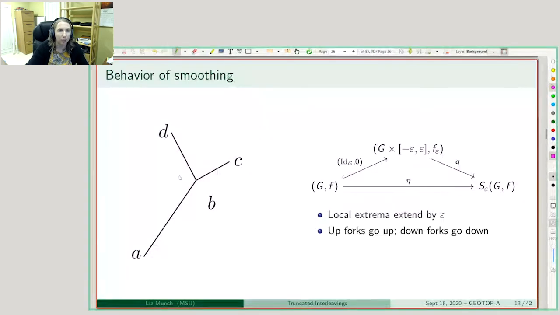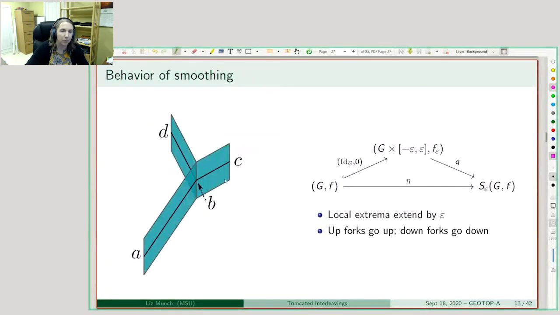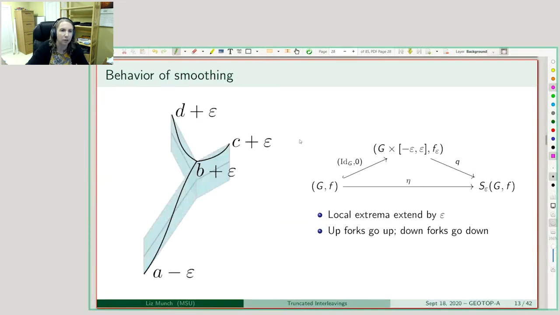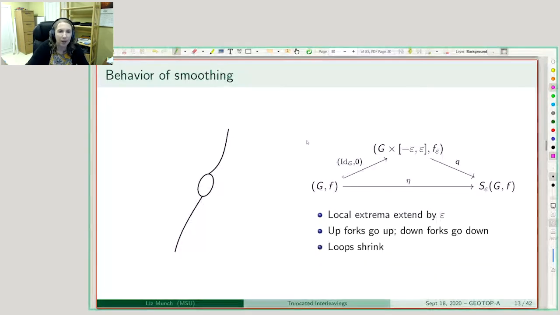If I look at up forks, which is any sort of vertex that has up degree more than 1 and down degree 1, up forks go up and down forks go down. So why does that happen? Well, when I cross it with the interval, essentially that fork gets sort of zipped up to this location and gets stretched out. The same thing happens in reverse for the other guy. And then the interesting property that I kind of like out of this is that small loops shrink. Well, loops shrink and small loops disappear.